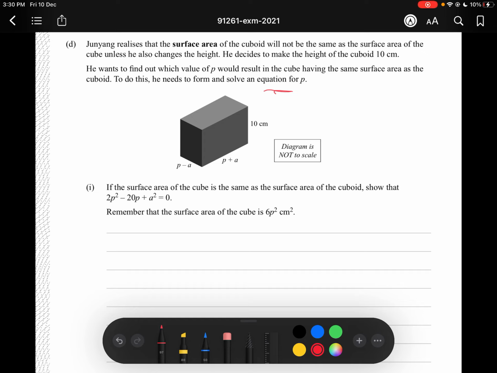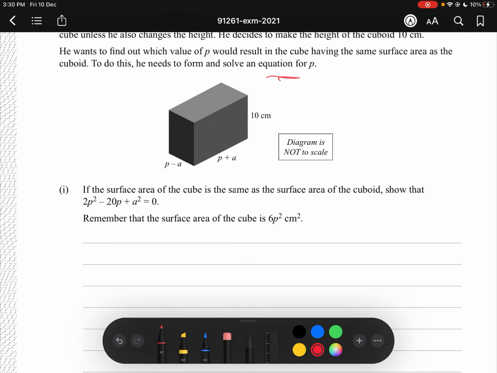Remember that the surface area of the cube is 6p squared centimeters squared. So in this case, it's very similar to the volume question, except now we're dealing with the surface area. All we're doing is saying that the surface area equals 6p squared, and that 6p squared is equal to the surface area of the cuboid. So we need to find an algebraic expression for the surface area of the cuboid, and that's simply counting up all 6 sides and adding up the areas of the sides together to get our expression.